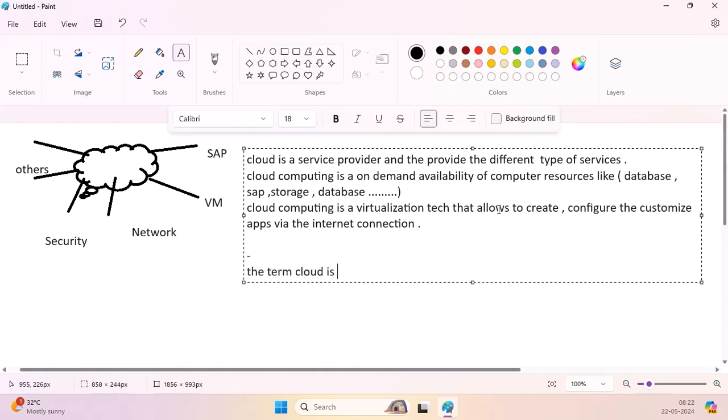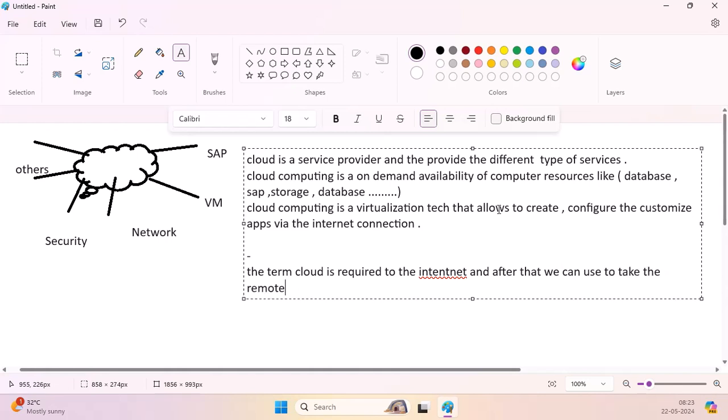The term cloud requires the internet, and after that we can use it to access remote servers and access data online rather than on local drives, and so on.